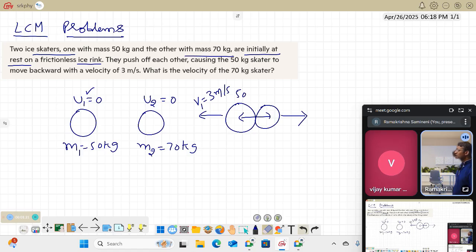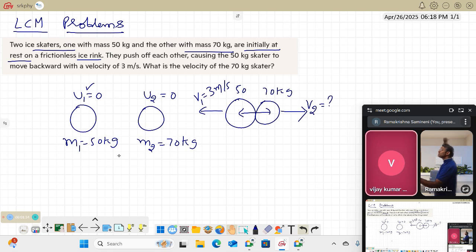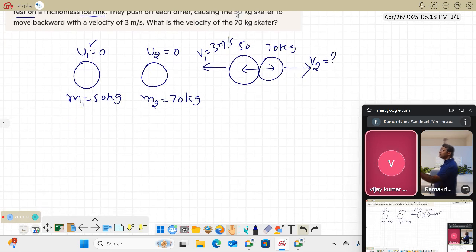Now what they are asking: what is the velocity of the 70 kg person? This is the 70 kg person. What is the speed of this one? They are asking to find the velocity. So I think you can do it directly. What is the formula for this first? According to the law of conservation of momentum.